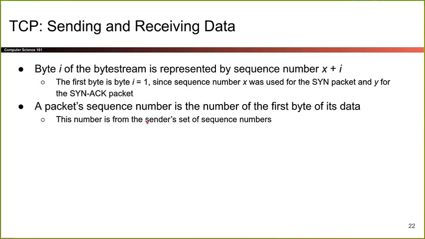And this number is from the sender's set of numbers. Remember, there's a set of numbers from server to client. There's another set from client to server, right? So which set of numbers am I using here? I'm addressing these relative to the sender's set of sequence numbers because I'm the one sending them. So it's from my sender's numbering sequence.